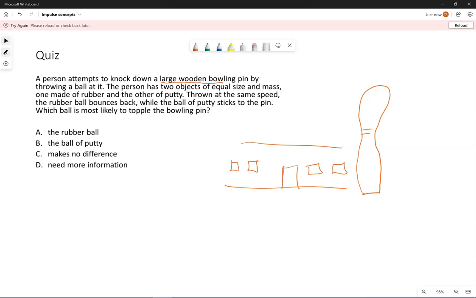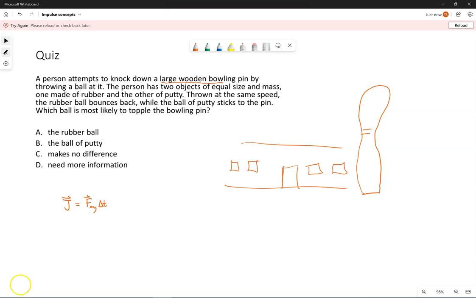So, which ball is most likely to topple this bowling pin? Imagine the bowling pin is like the height of a table or the countertop or your car. As far as our concepts right now, we can say the impulse on this pin would depend upon the average force the pin experiences from either ball: the ball of putty, meaning it's going to stick, or the rubber ball, like a racquetball, one that's going to bounce off.